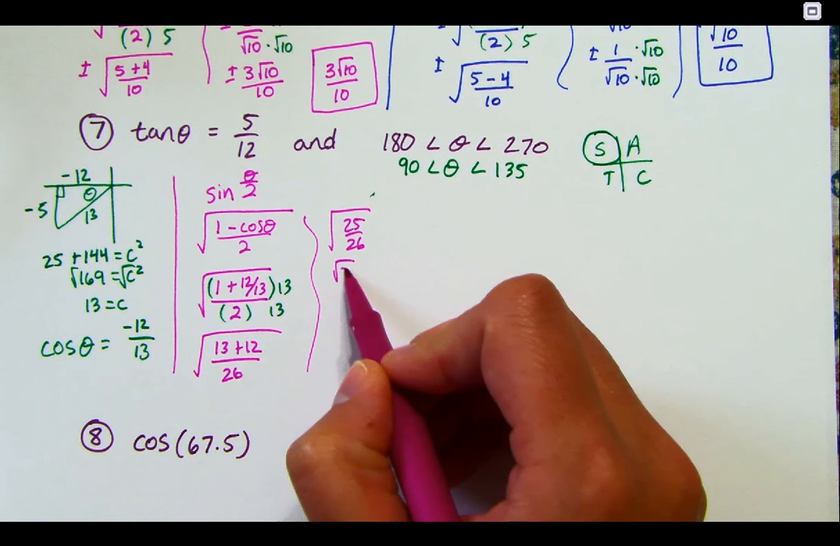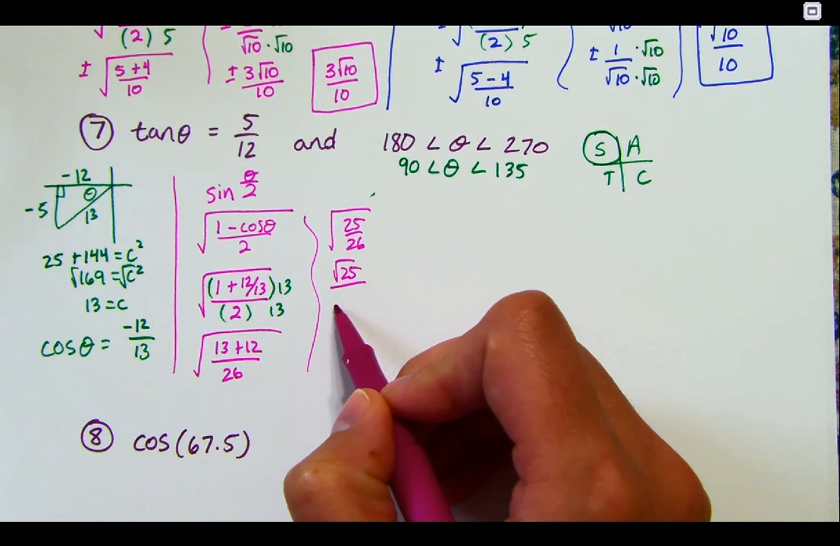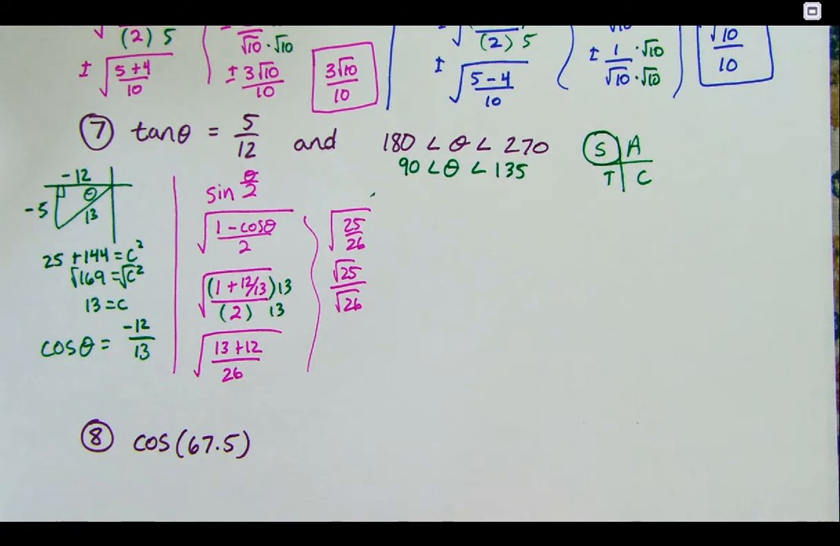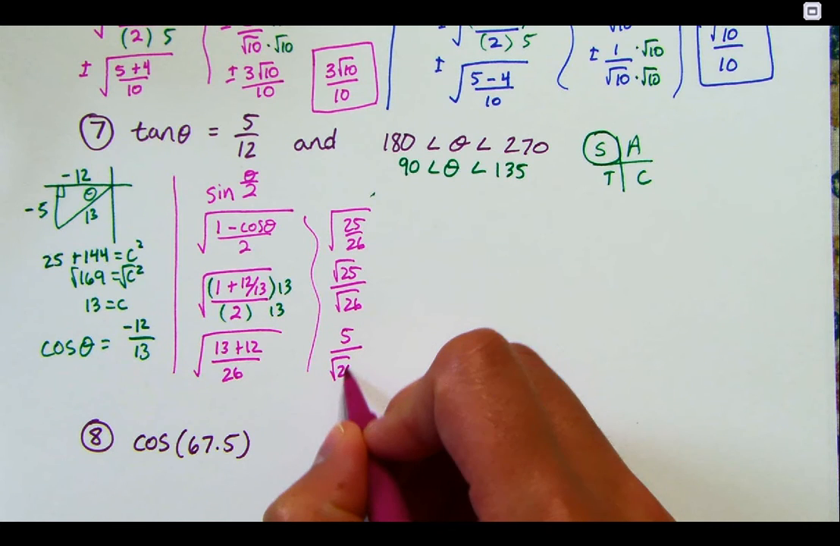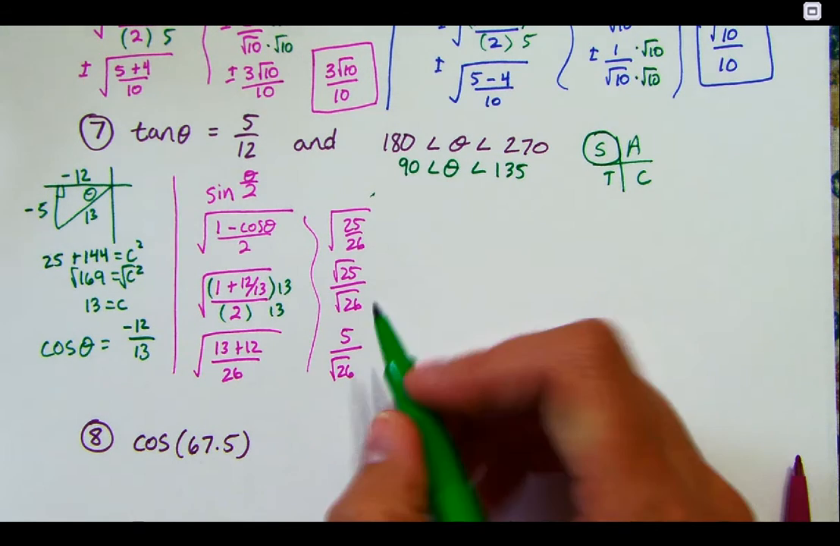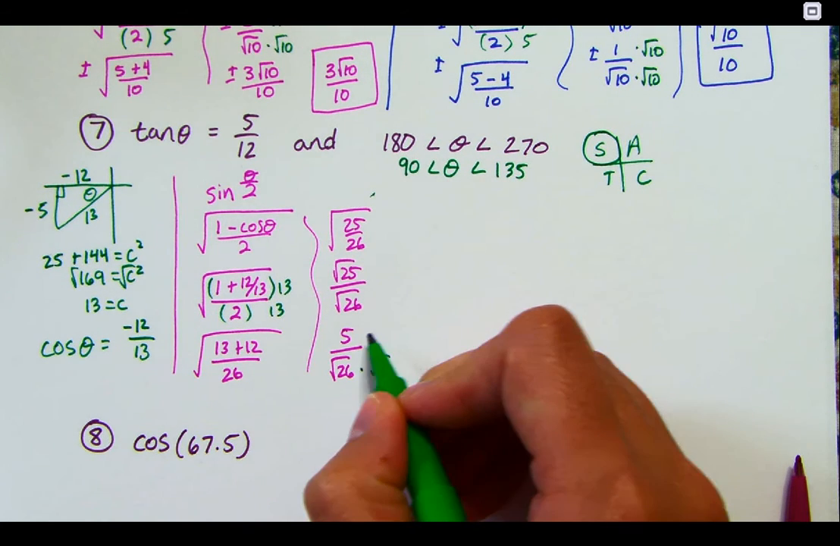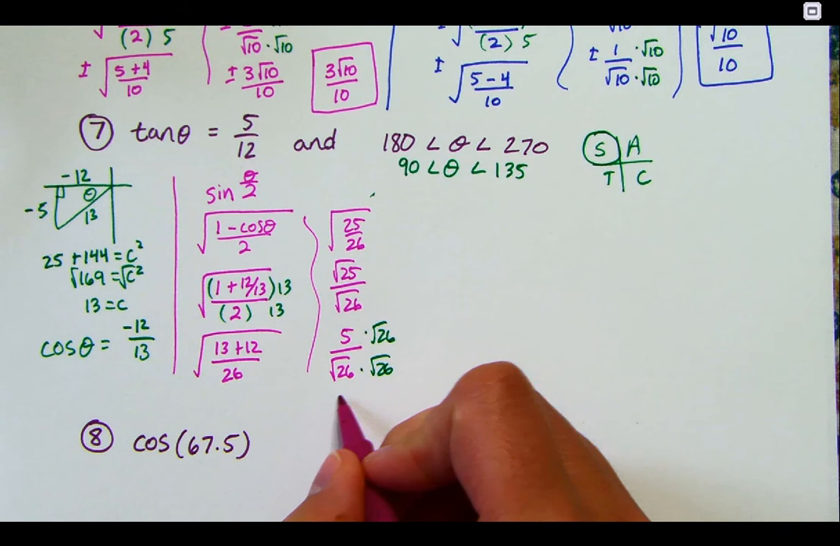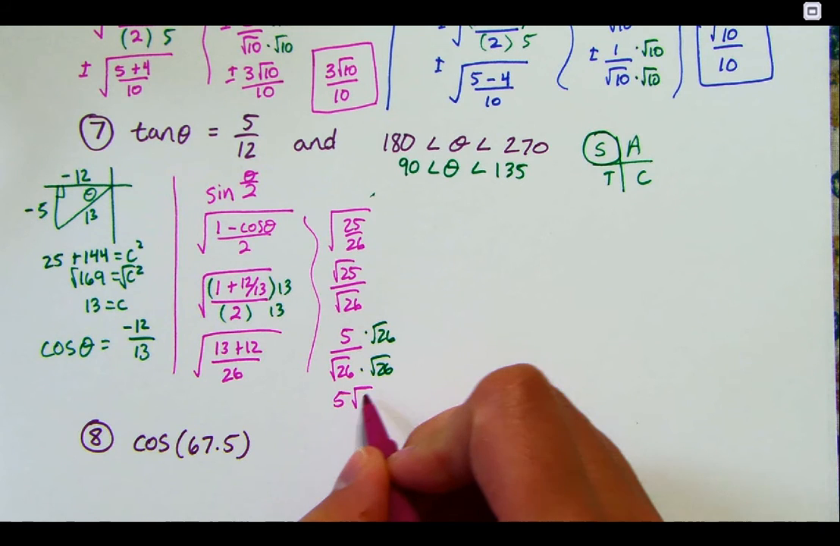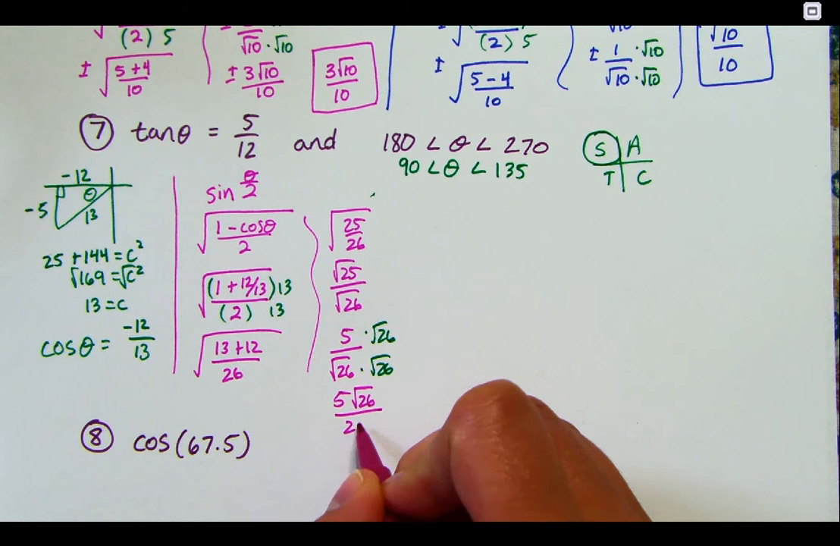And then thinking of it as the square root of 25 and the square root of 26, so I can simplify the 25 down to 5. Can't simplify the square root of 26, but we do need to rationalize. Now I already determined the sign, so my final answer for this one will be 5 square root 26 over 26.